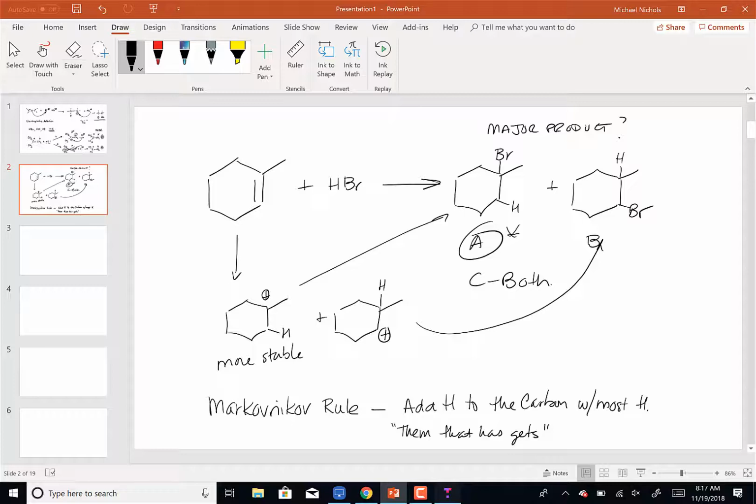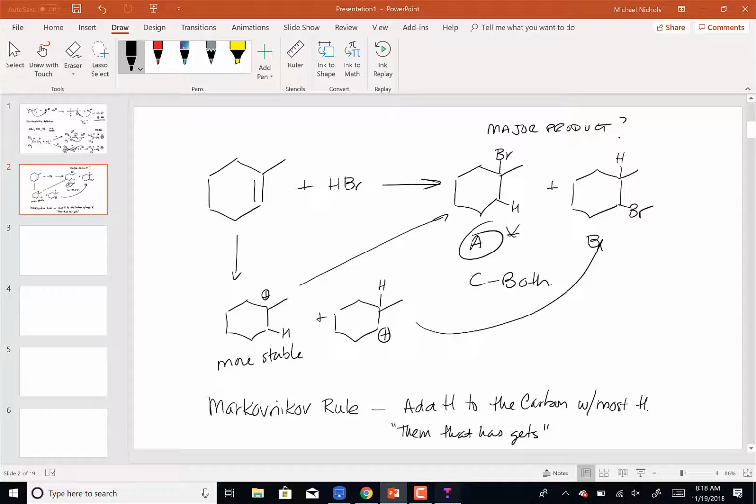Markovnikov knew nothing about carbocations, and like I said, it's questionable. He didn't really set about and do this study and then say, oh, yeah, that's the rule. Now, I think Zaitsev did. There's not as much controversy, but people want to take Markovnikov's name away from this, but it's in so many textbooks, you can't do it anymore.